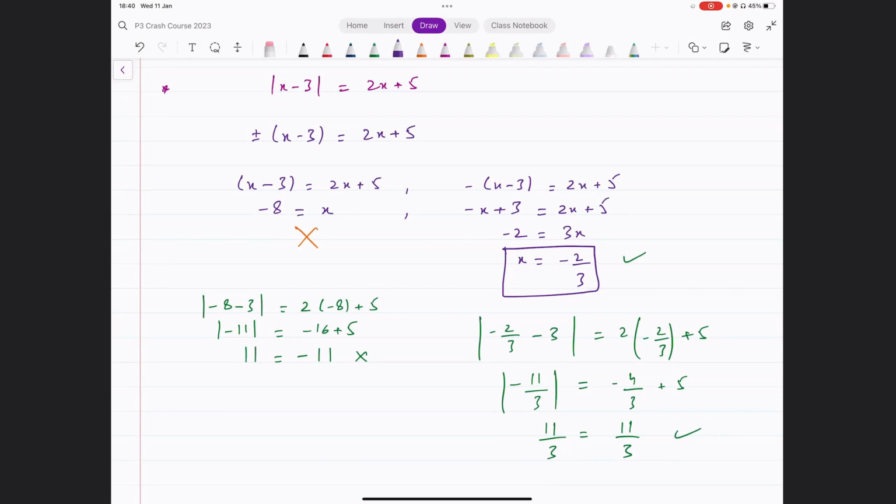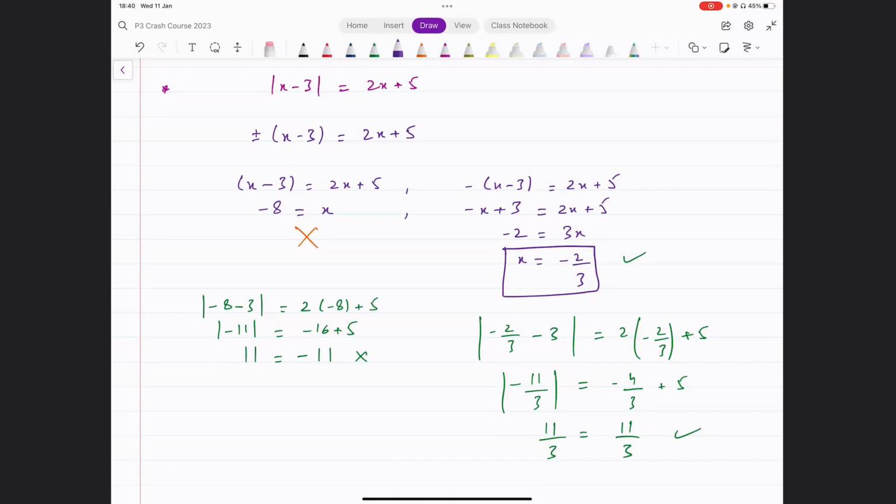So for example, we did this particular question and you were getting two answers. One was x equals -8 and the other was x equals -2/3. Now, when we verified these answers, it turned out that -8 did not satisfy the equation and -2/3 did. So the only correct answer would be -2/3. Okay, so you'll have to ignore -8 here. That's going to be important.